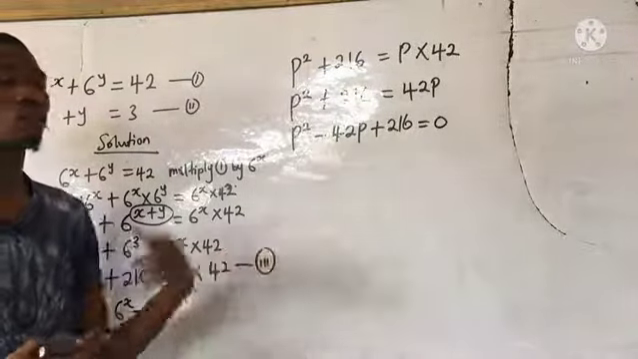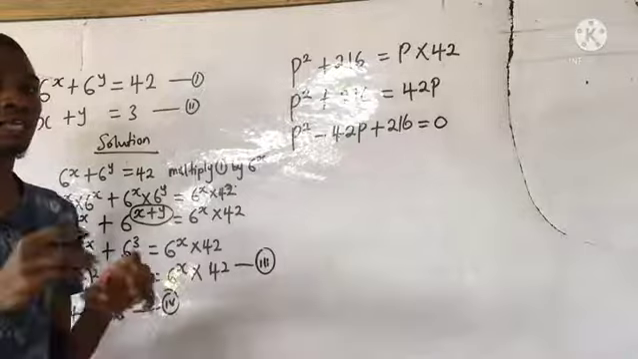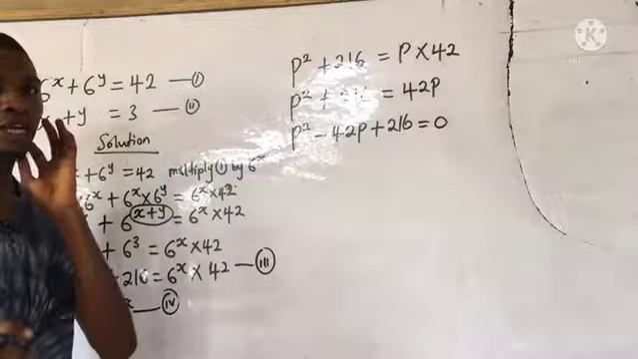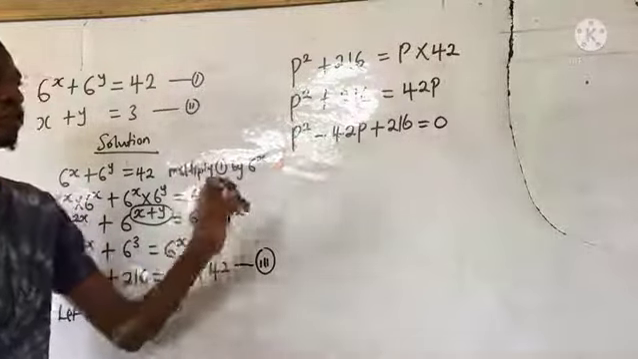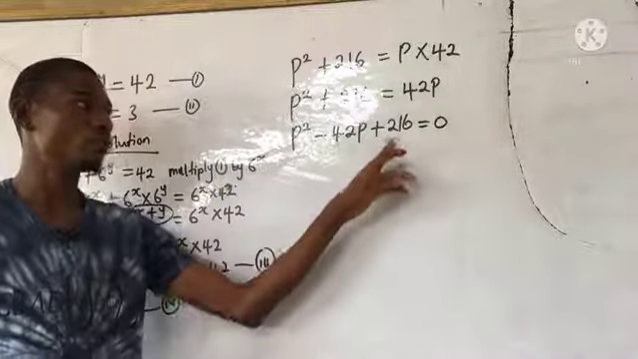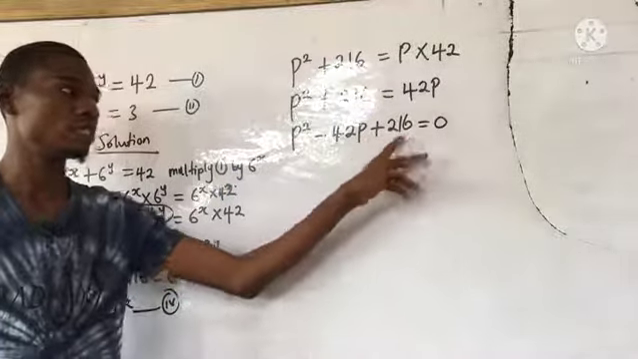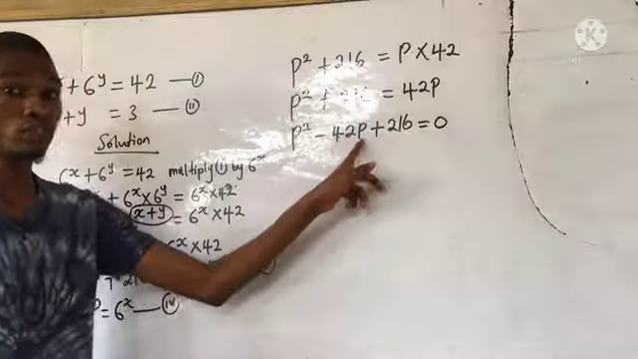And remember, one of the methods of solving quadratic equation is what? Is elimination method, is factorization method rather. So use factorization method. Now we are looking for two numbers that when you multiply, it will give us 216, and when you take the sum, it will give us 42.